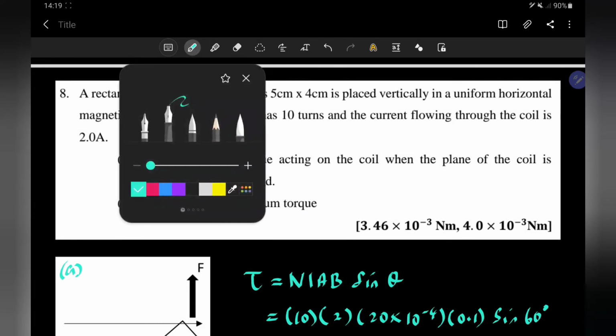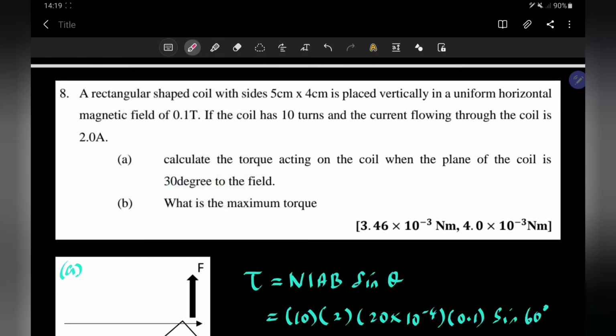Okay, so as usual, we need to identify all the info given. What is it? Okay, first, 5 times 4. What is that? That is the area. Okay, but remember, centimeter times centimeter gives you centimeter squared. We need to convert it to meter squared for any calculation, okay? And then placed vertically in a uniform horizontal magnetic field. Alright, so this is B. If the coil has 10 turns, so this is N. And the current flowing through the coil, okay, this is I, current.